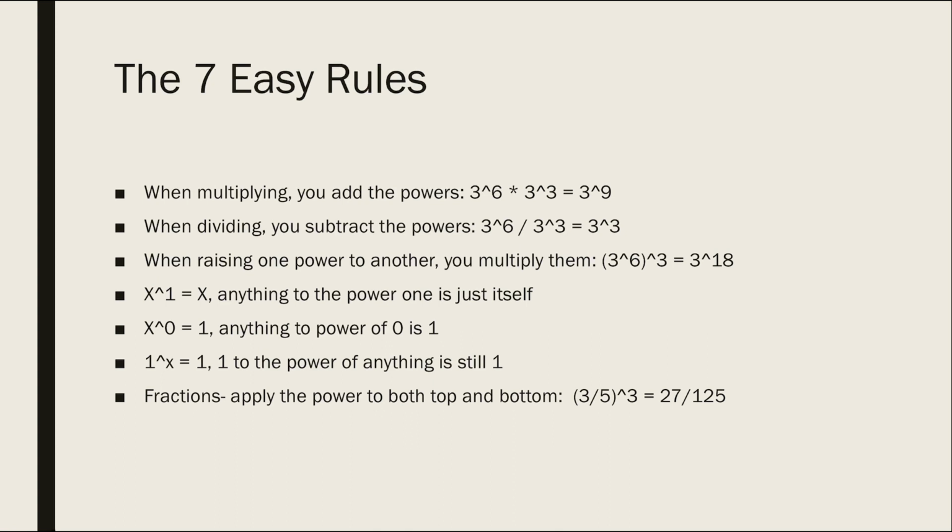And then the last rule are fractions. So when doing fractions, you apply the power to both the top and the bottom. So the example here is that we have 3 over 5, and it's asking us to cube it all. So the cube of 3 is 27. So we know the numerator will be 27. Whereas the denominator is 5. 5 to the power 3 is 125. Therefore, the resultant outcome is 27 over 125. Pretty easy enough. Now, it's time to go into the 3 tricky rules.